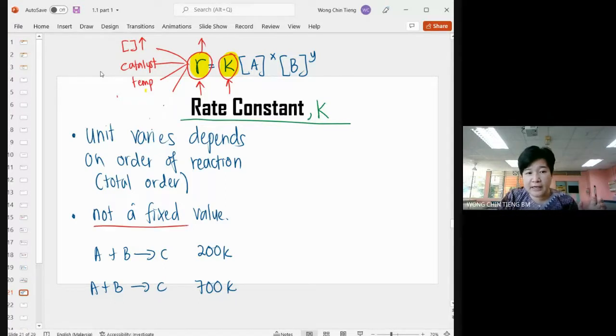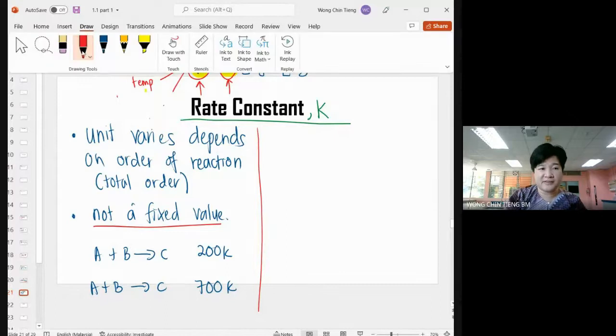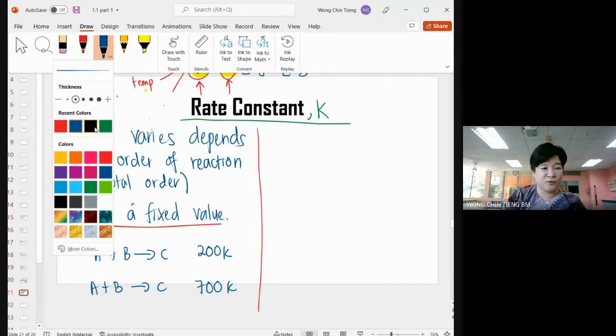So, your K value will never be a fixed value. It will change, even though it's the same reaction, but under different conditions. So, be very careful with that. In other words, you can calculate it. You can calculate. And your friend over here says the unit varies. So, let's see how much you know.